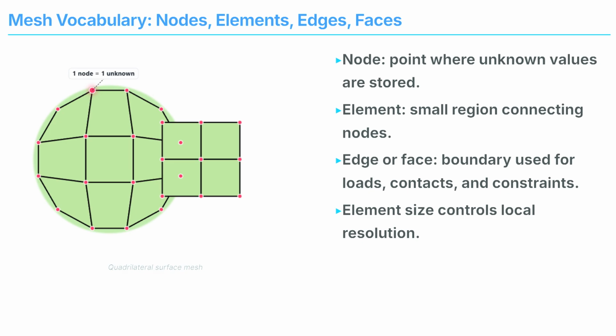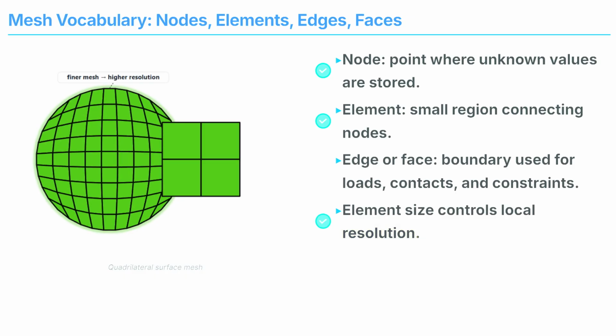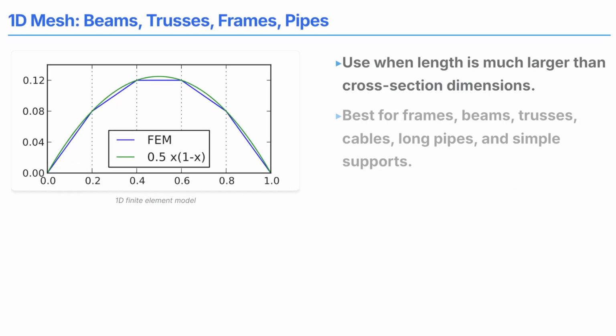Now, let's discuss some mesh vocabulary. Nodes are the points where unknown values are stored. Elements are small regions connecting the nodes. Edges or faces are the boundaries used for loads, contacts, and different constraints. Element size controls the local resolution. These are the important terms that you should know.